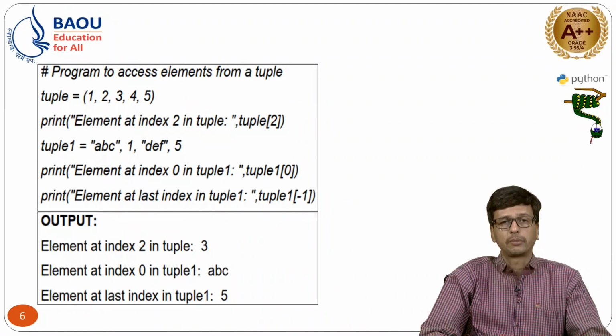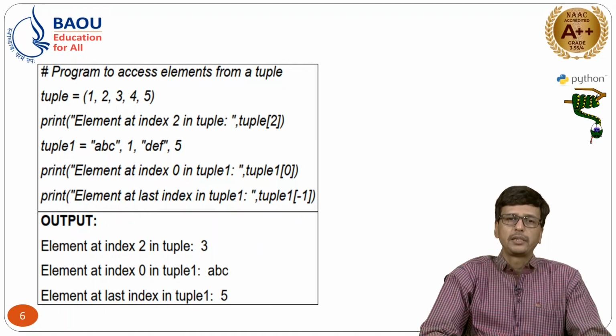We have created one tuple, and then another tuple you have created. Now suppose you want to fetch the value from index 0. In that case you mention tuple1, that is our valid tuple identifier name. Then in the square brackets you mention the index 0. So whatever value is available at that particular index, that will be printed.